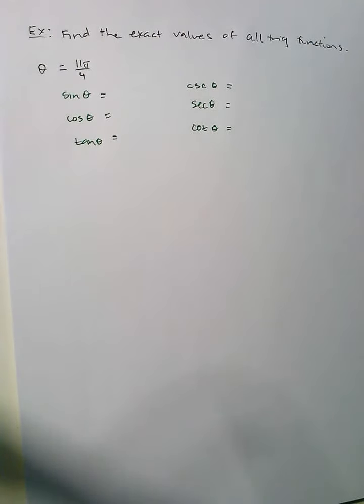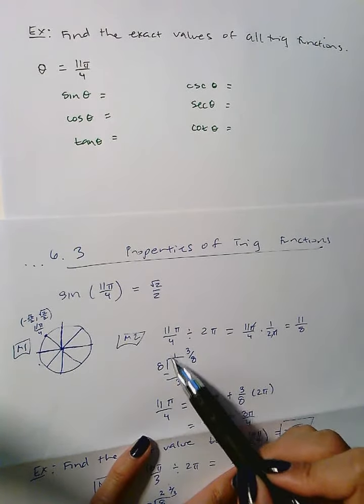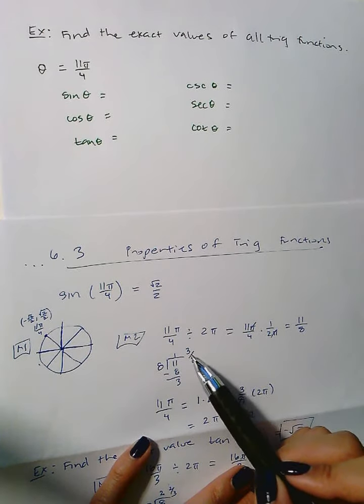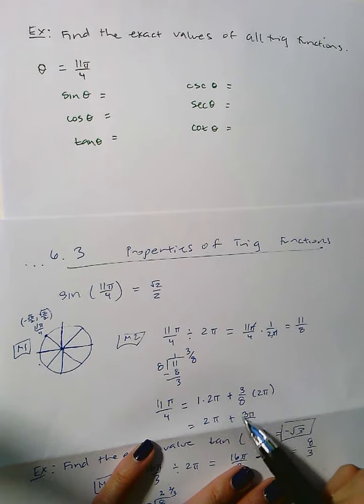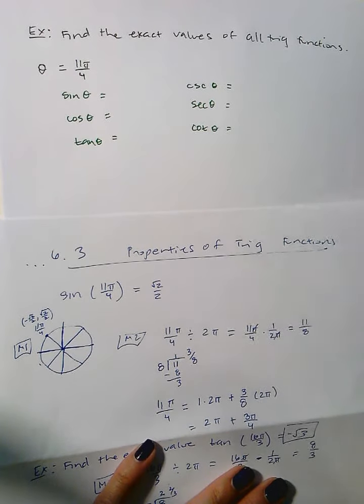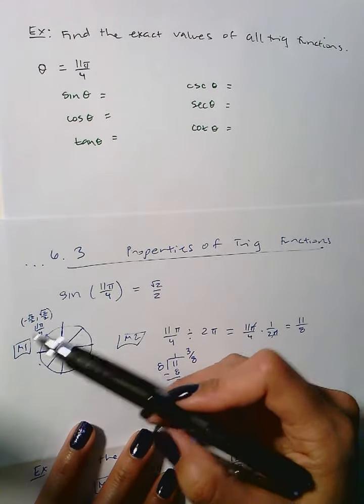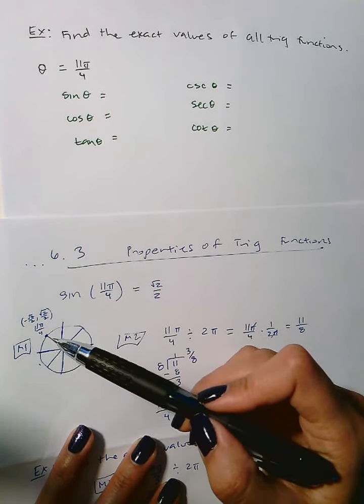So 11 pi over 4 is the same as what we did earlier in class, and we found 11 pi over 4 goes around the unit circle 1 full revolution and 3/8 of another full revolution. So then when we simplified, we were getting 2 pi plus 3 pi over 4. So this was my reference angle, 3 pi over 4. So I'm going to do exactly the same thing for this problem. I'm going to use the 3 pi over 4 as my reference angle. So we already had the unit circle for this one, and the angle 11 pi over 4. So let's go ahead and use the same picture.